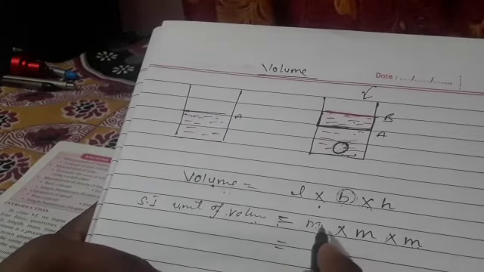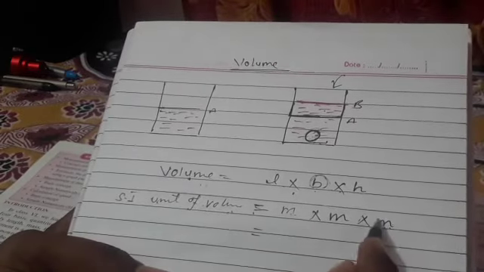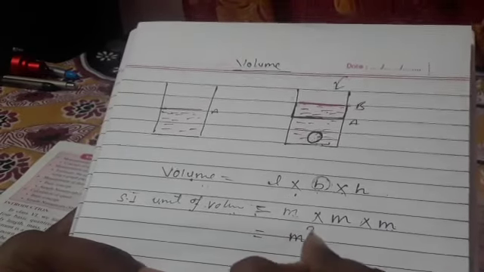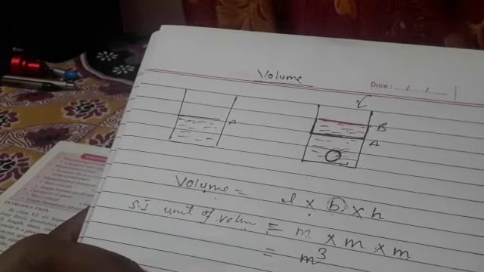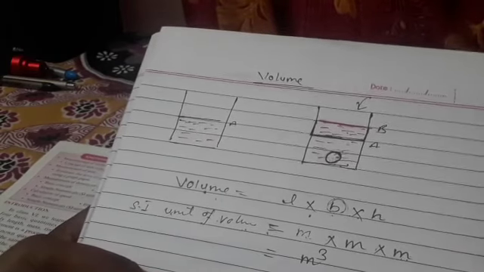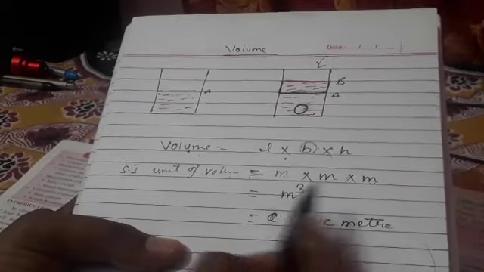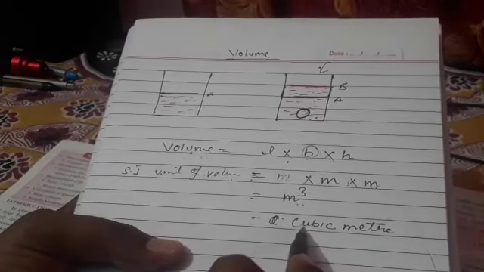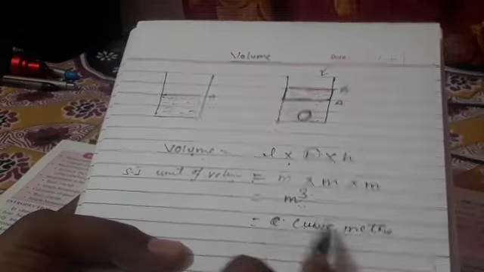Maybe you are confused, or maybe you know that in class 6 I already told you. Meter into meter into meter, in maths also you are all aware about that, it's meter cube, or we can say cubic meter. So meter cube or cubic meter, you can use any one of the word. So SI unit of volume is cubic meter or meter cube.